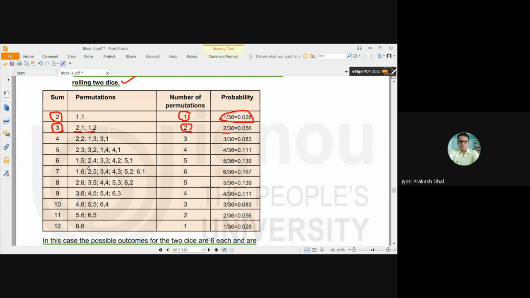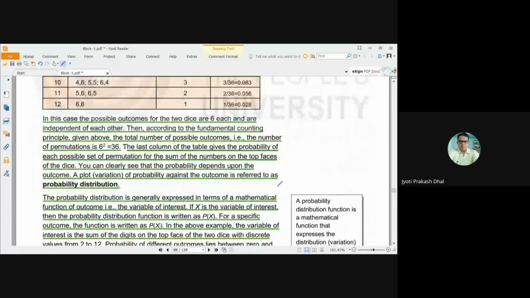Similarly, we can observe the highest probability for 7. For 7, the permutations are 1 and 6, 2 and 5, 3 and 4, 4 and 3, 5 and 2, 6 and 1. The number of permutations is 6, and hence the probability is 6 by 36, which is the highest probability.